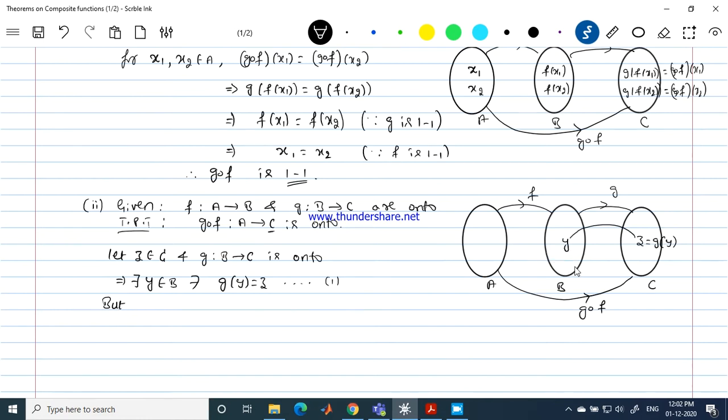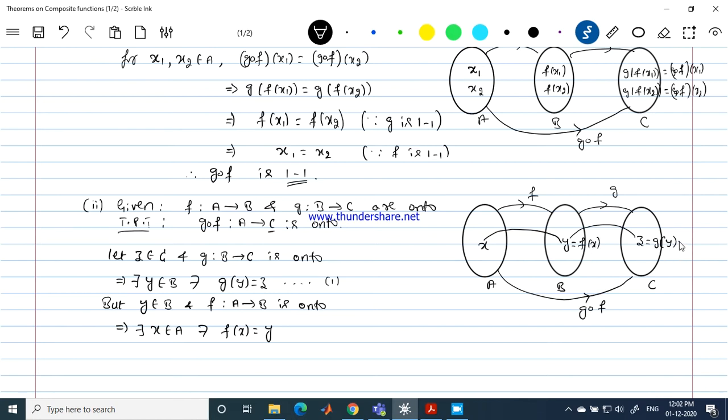We found y is one element present in B. And B is the codomain of the function f, and f is an onto function from A to B. Since f is a function from A to B that is onto, we are expecting its pre-image x is present in set A. So this says that there exists an element x belongs to A such that f of x is equal to y. Okay, so this is f of x.